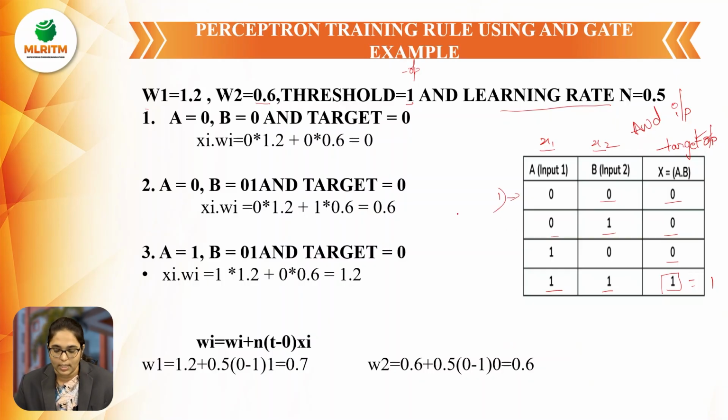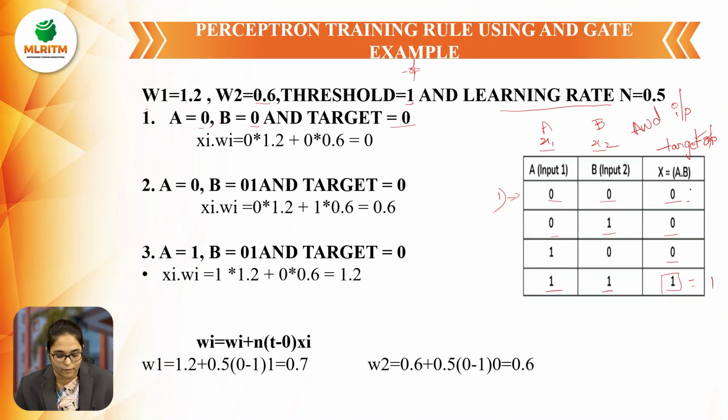So the first input value is 0 and 0. Let us consider input 1 as A and input 2 as B. Input 1 value is 0, and input 2 value we have also considered as 0. And the targeted output, what you need to get? We need to get 0.